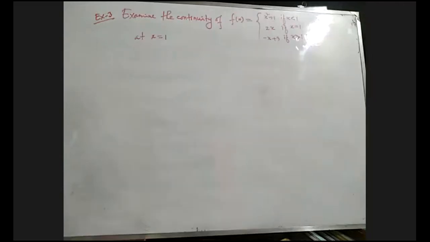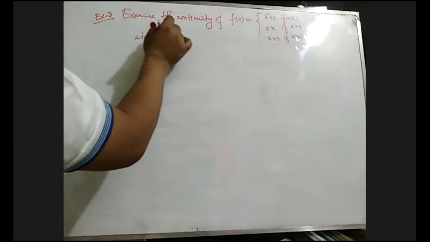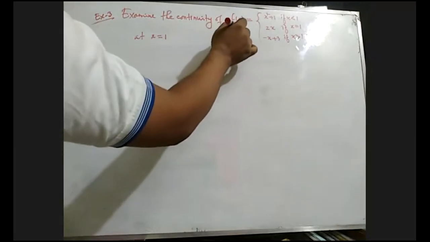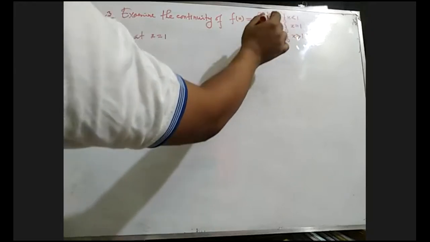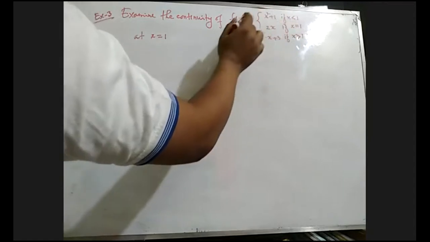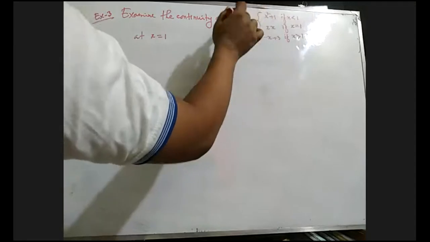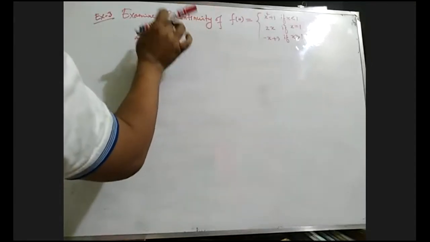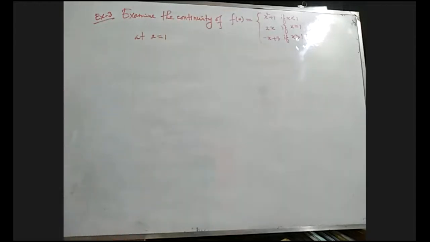Now, another example. Example 3. Examine the continuity of f of x equal to x square plus 1 if x less than 1, f of x equals twice x if x equals 1, and f of x equals minus x plus 3 if x greater than 1, at x equals 1. We have to find the continuity of this function at x equals 1.